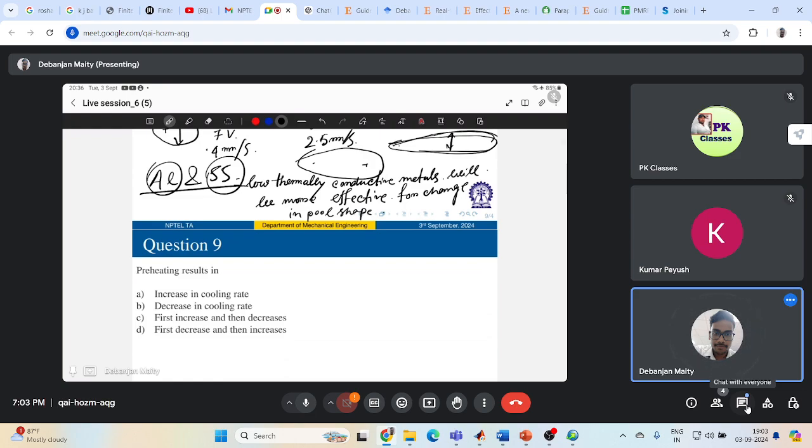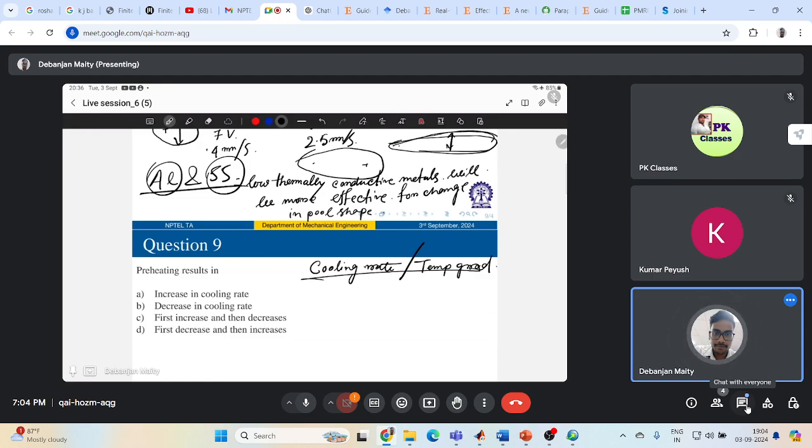What next? What else do we have? We have cooling rate. We have temperature gradient. These are two very important process parameters which will affect your weld quality.